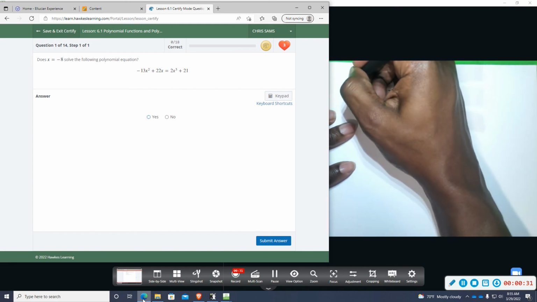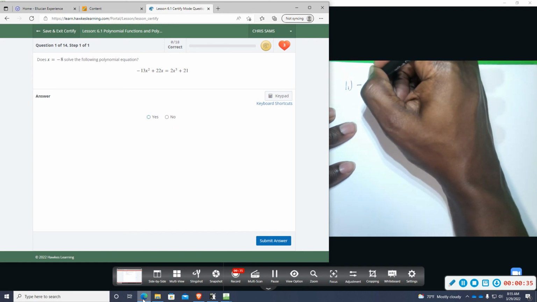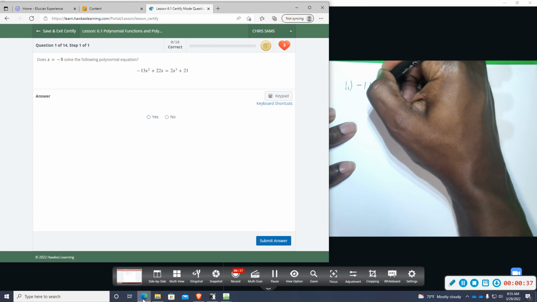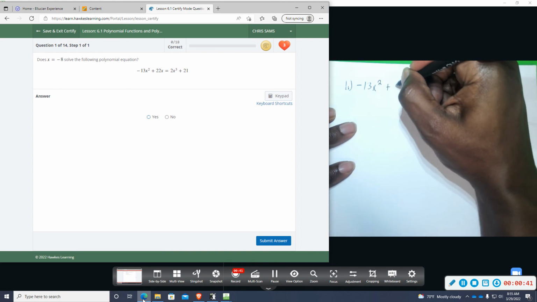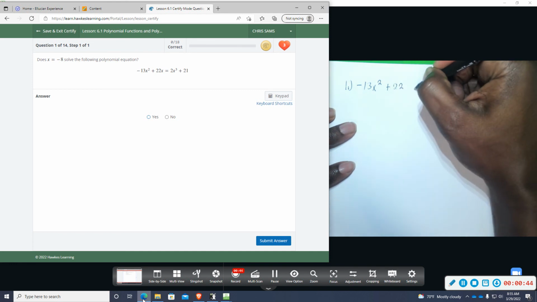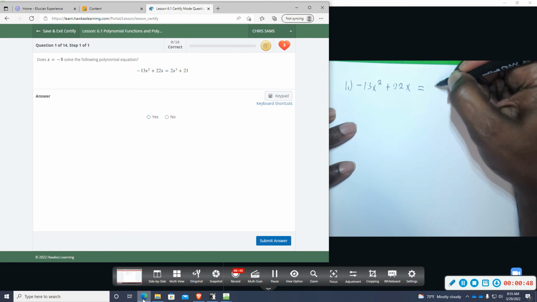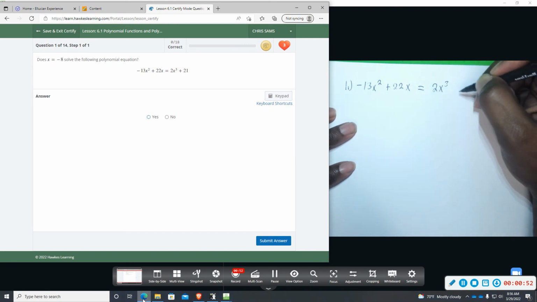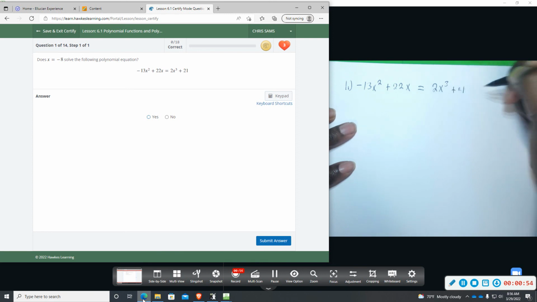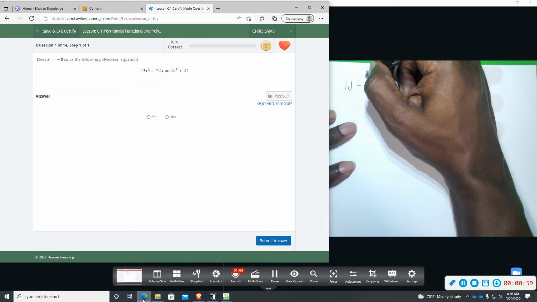So for number one, I'm going to write it down just as they have it. We have negative 13 times x squared plus 22x is equal to 2x to the third plus 21. Okay, and we're going to plug in x equals negative 8.